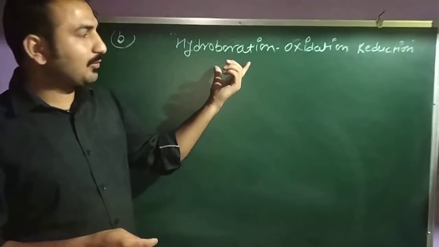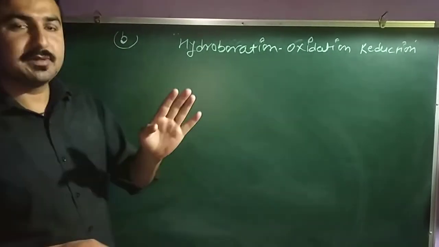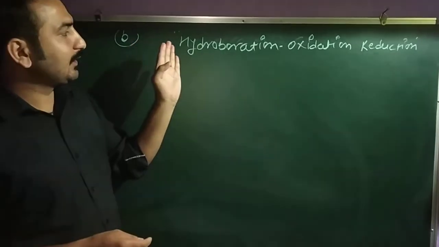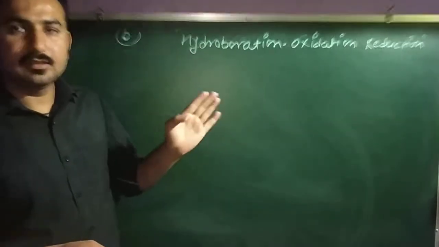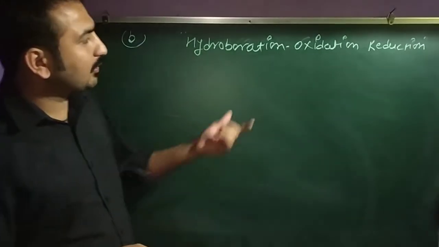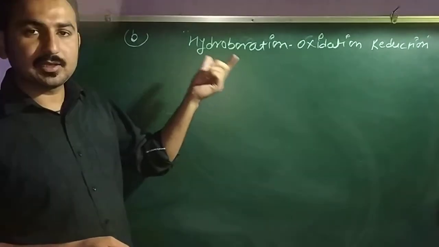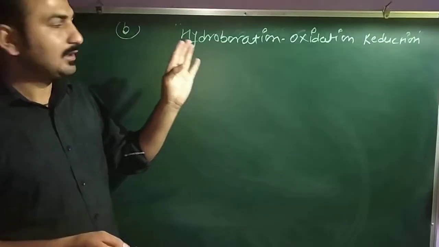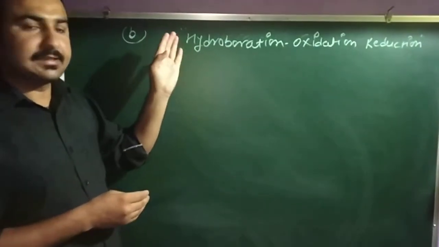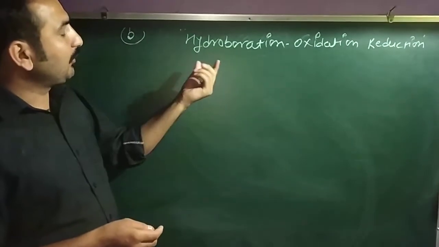To prepare alcohol from alkenes, the first method is the acid catalyzed hydration of alkene, and the second is the hydroboration oxidation reaction. It's the second kind of method to prepare alcohol from alkene. Clear? Now what happens in this reaction?